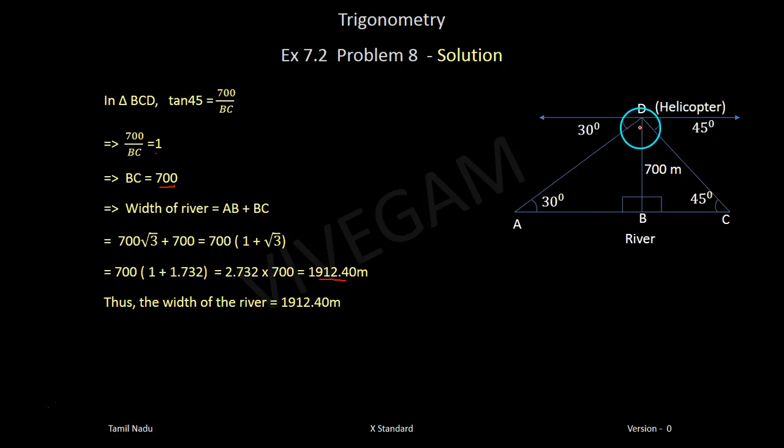You got it? So you have to divide this into two right triangles and calculate this part using this angle and this side. Similarly, use this angle and this side to calculate this. Add up these two to get the total width of the river.